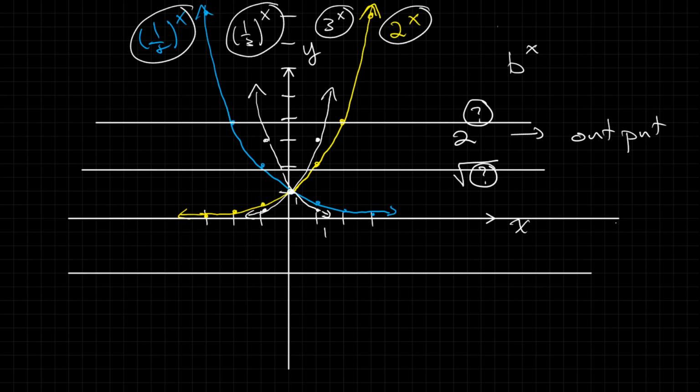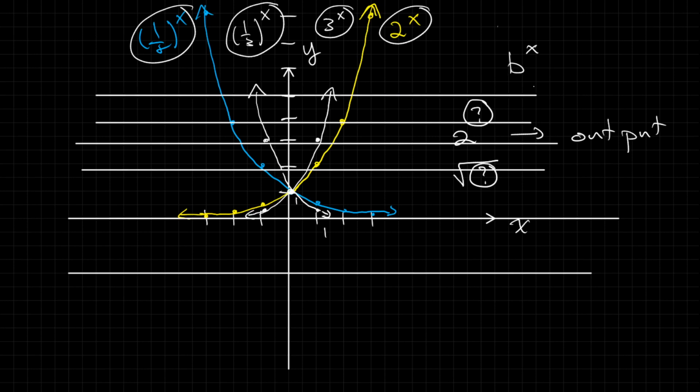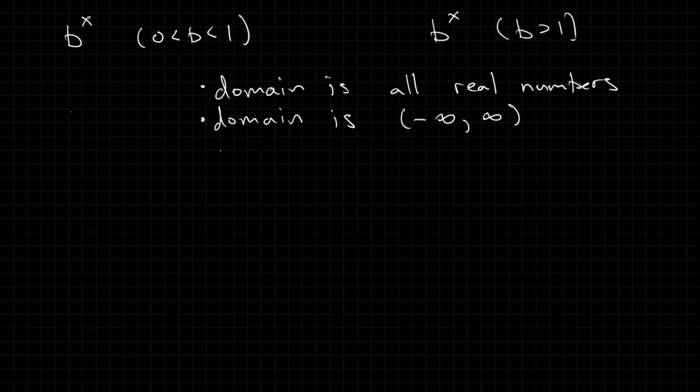So the conclusion is that the range is all the positive numbers, because any positive y value for which you draw a horizontal line will have a crossing. And so the range will be the same for both of these. The range is all positive numbers, which is all numbers greater than 0. So we can write that in interval notation: 0 to infinity.